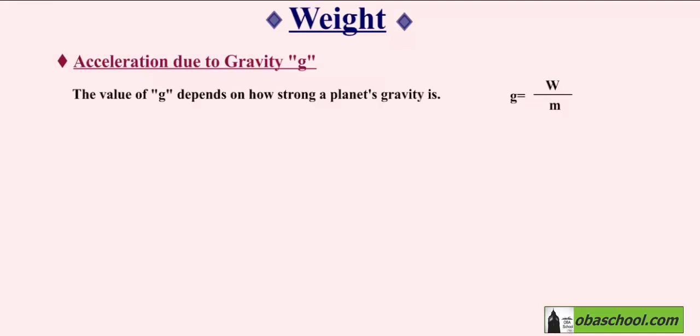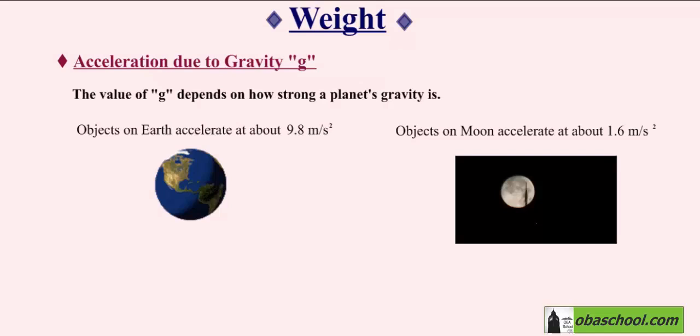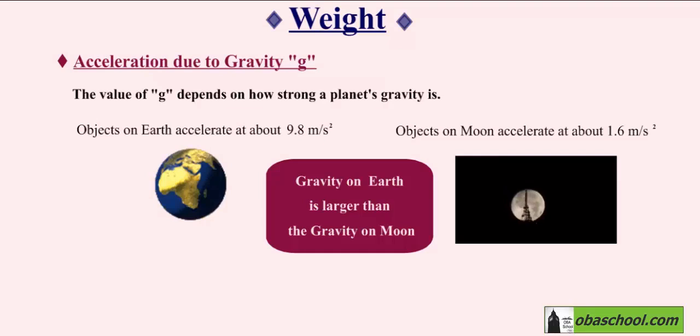The acceleration due to gravity, g. The value of g depends on how strong a planet's gravity is. Objects on Earth accelerate at about 9.8 meters per second square, while objects on Moon accelerate at about 1.6 meters per second square. Gravity on Earth is larger than the gravity on Moon.